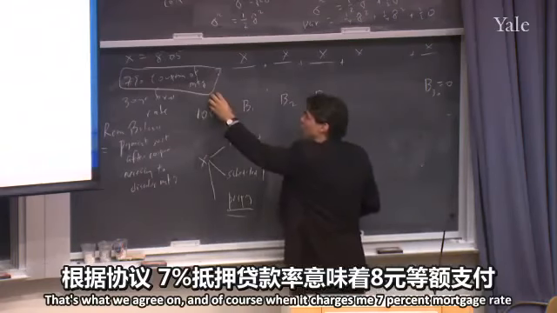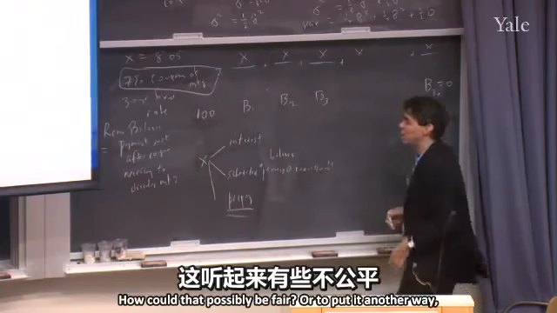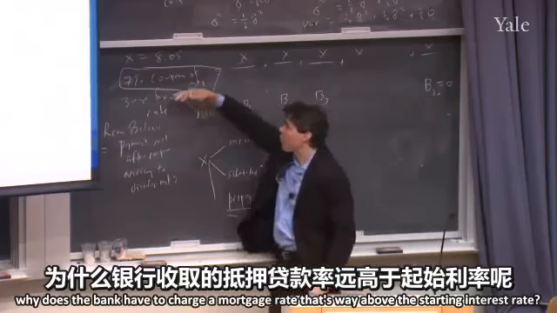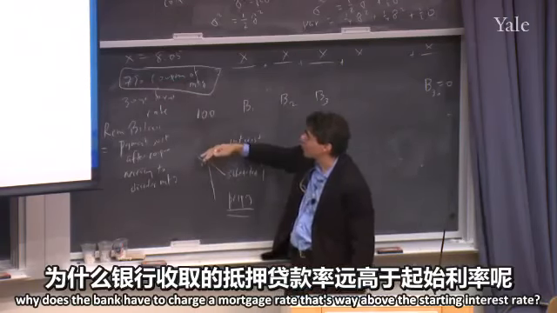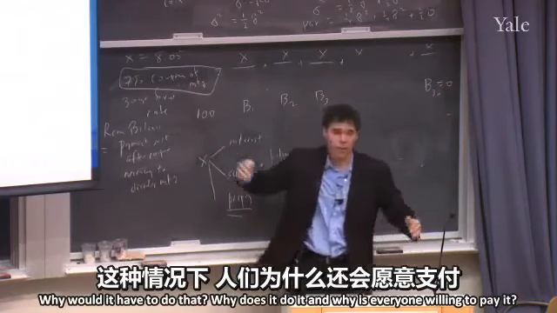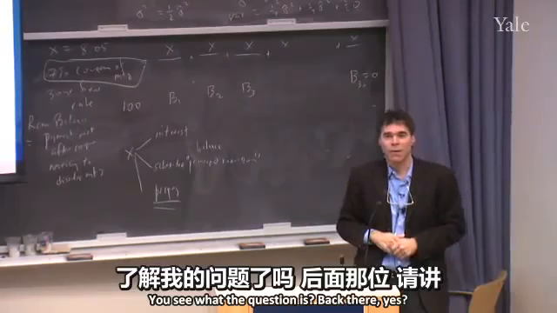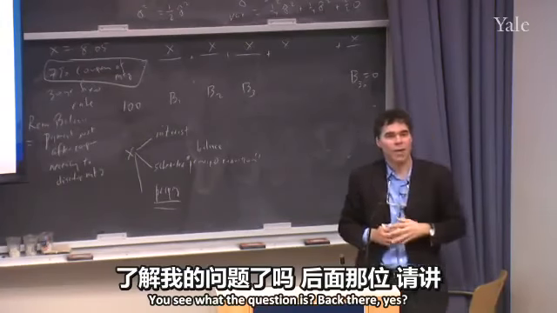And of course, when it charges me a 7% mortgage rate, I'm going to be paying $8 every month. How could that possibly be fair? Or to put it another way, why does the bank have to charge a mortgage rate that's way above the starting interest rate? Why does it do it? Why is everyone willing to pay it? You see what the question is? Back there, yes.